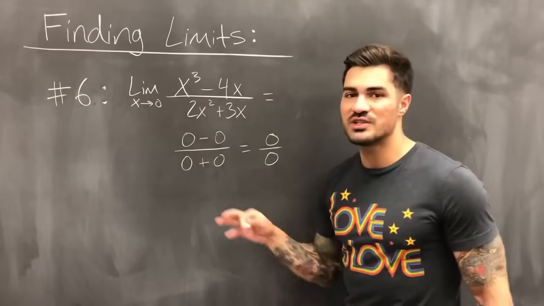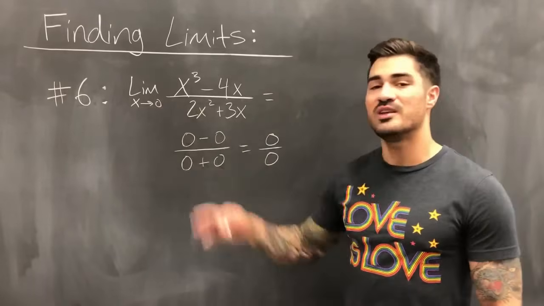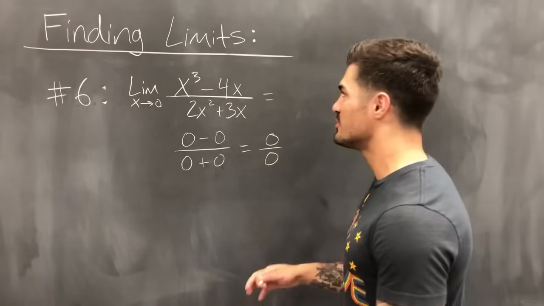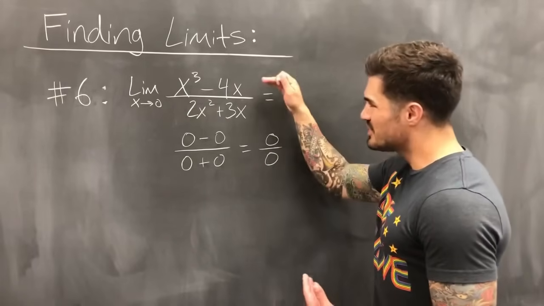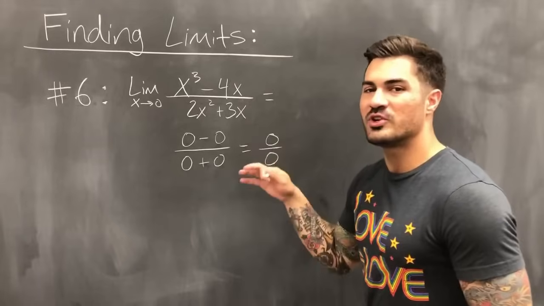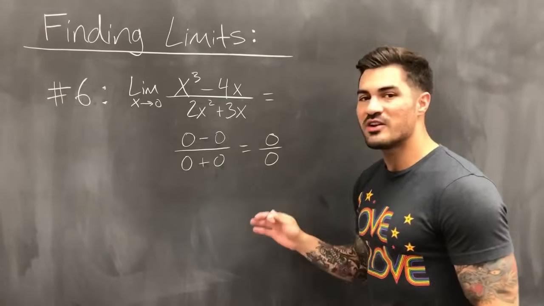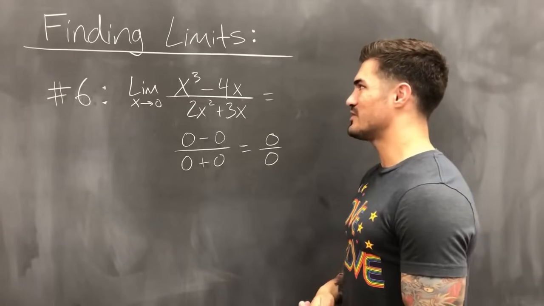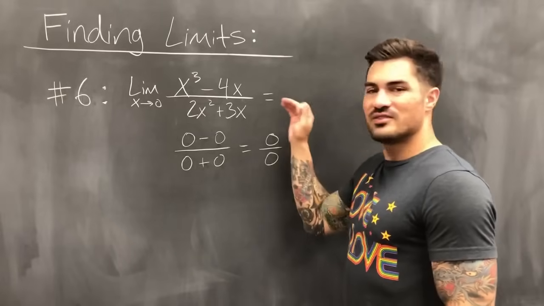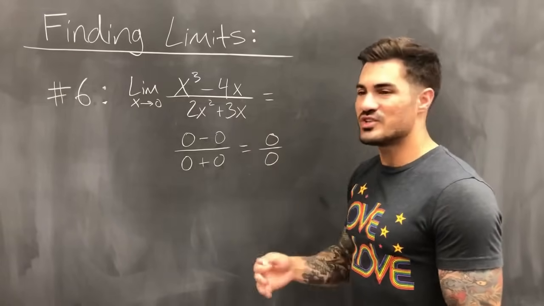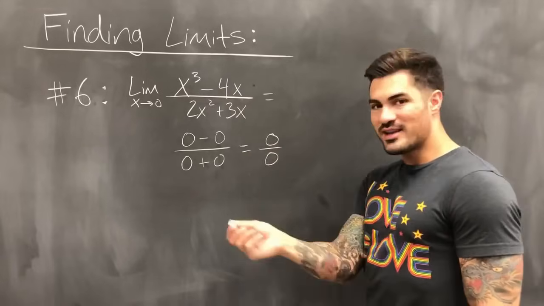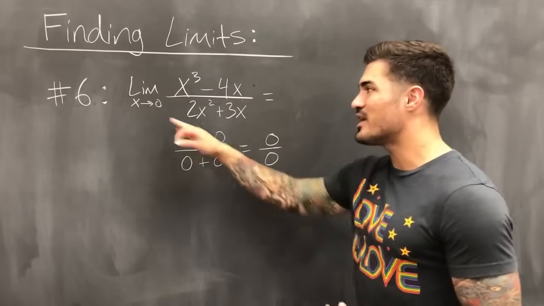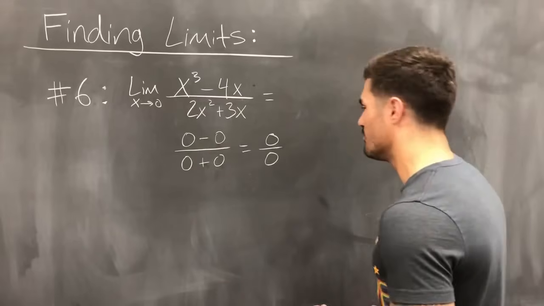Well, we need to reduce this function to its lowest terms and then plug in 0 and see if we get a real number. So how can I reduce this function to its lowest terms? Well, since it is a polynomial over a polynomial, I'm going to look to factor. And what jumps out to me in this example is the fact that there's an x in common between everything. Everything shares an x. So I can factor out an x from the numerator and denominator and cancel those x's and see if I can then plug 0 in and have it work. And I think it will.